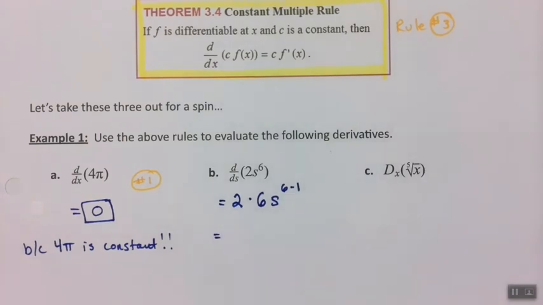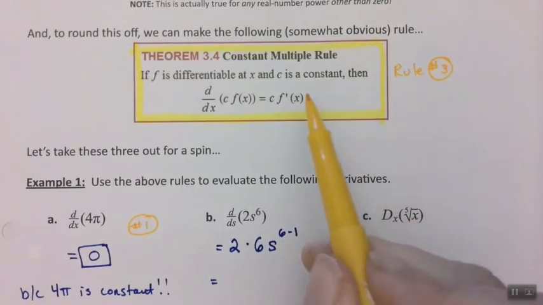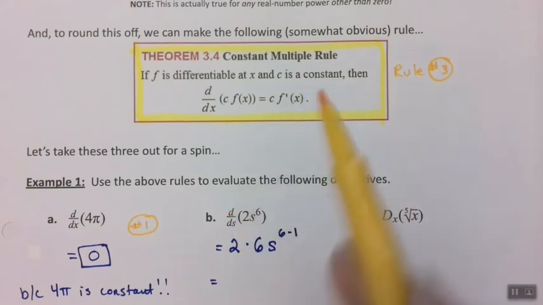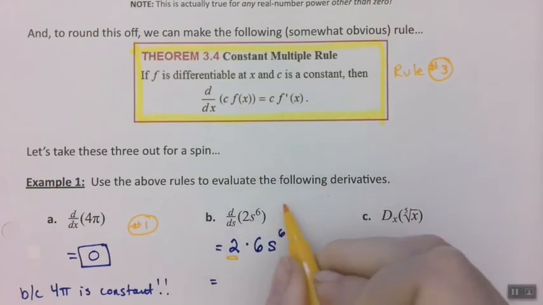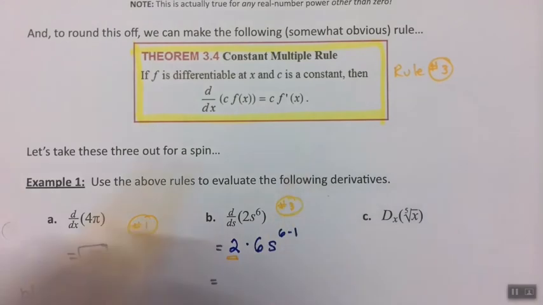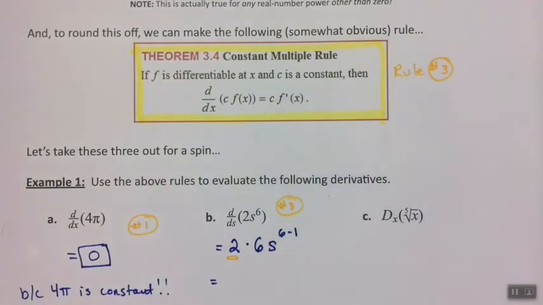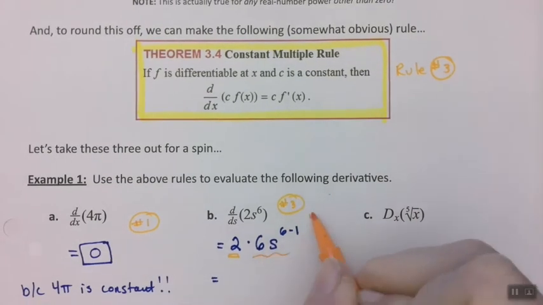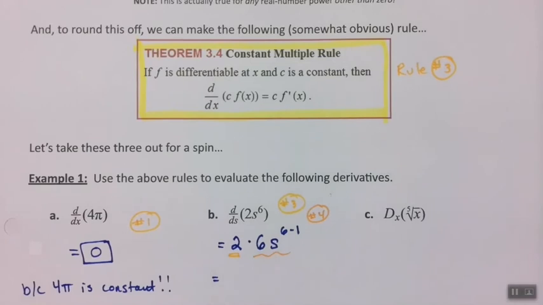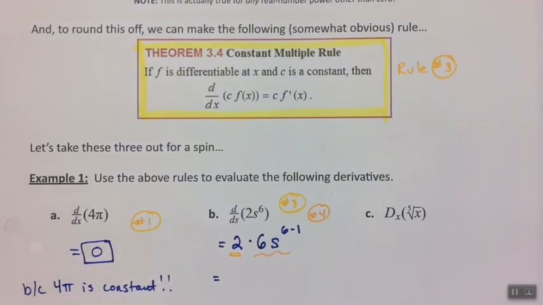All right, so I'm using the constant multiple rule right here. That's where the 2 comes from, right there. So that's rule number 3. But I'm also using the power rule because that's rule number 4. That's where the 6 times s to the 6 take away 1 is. This part right here is rule number 4. Those aren't different enough, sorry. So here, this is rule number 4. There we go. Okay, so then we can just simplify this.